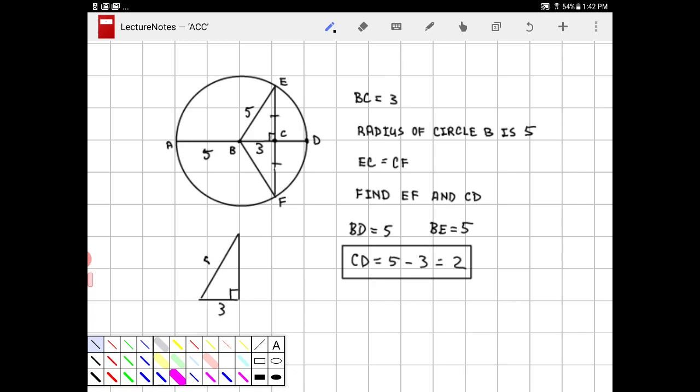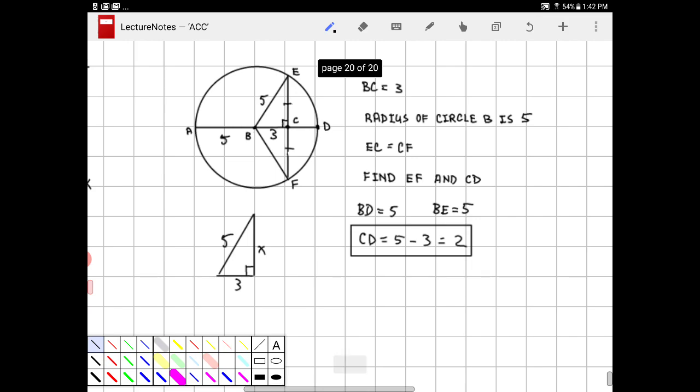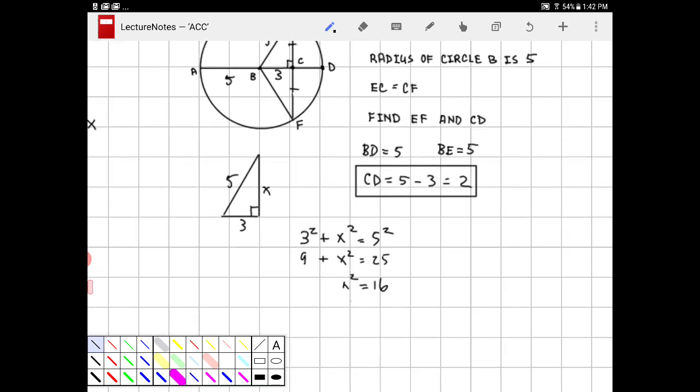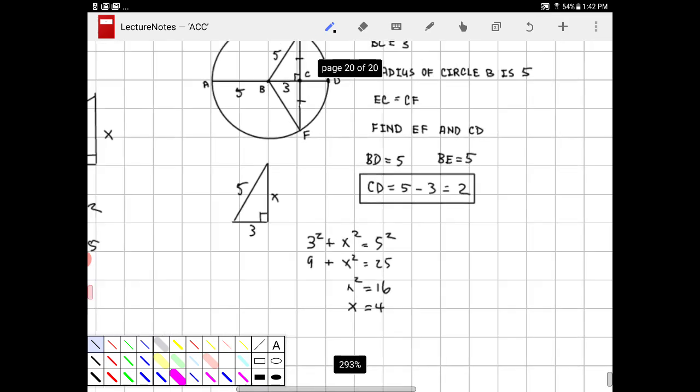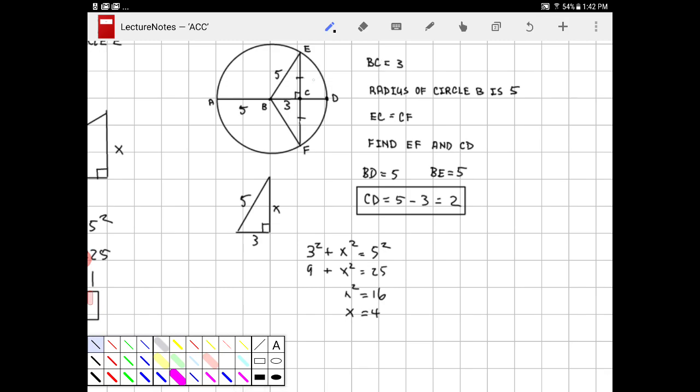This is 3. This is 5. And I need to figure out what x is. If you immediately recognize this as a Pythagorean triple, then you're right. But if you don't, here is the execution of it. 3 squared plus x squared is equal to 5 squared. Then I know that this is 9 plus x squared is equal to 25, or x squared is equal to 16, or finally, x is equal to 4. So if x is equal to 4 and x is this segment up here, EC, therefore EF must equal 8.